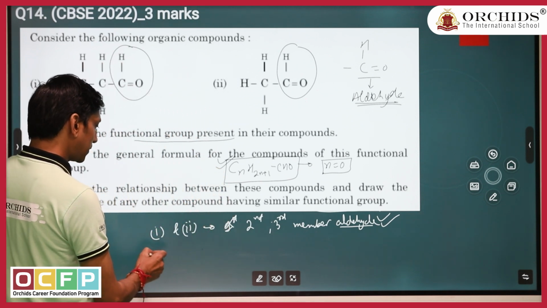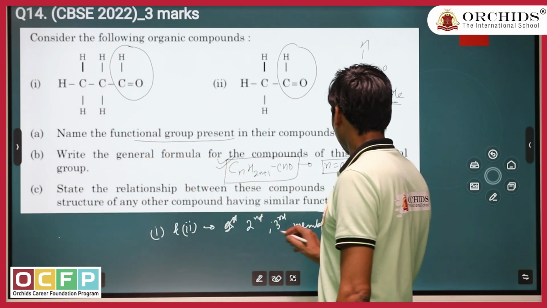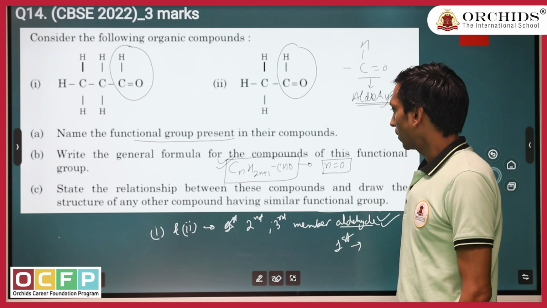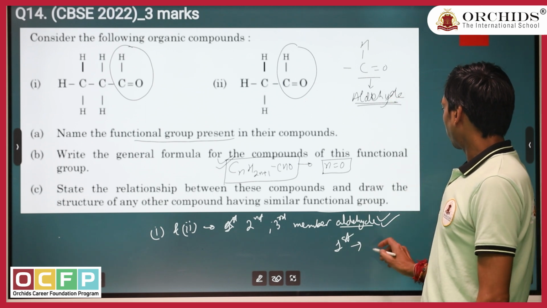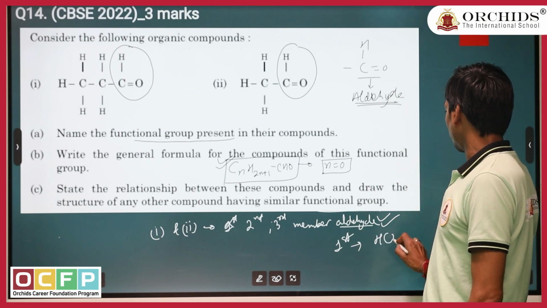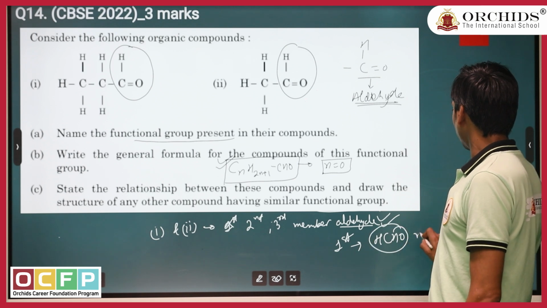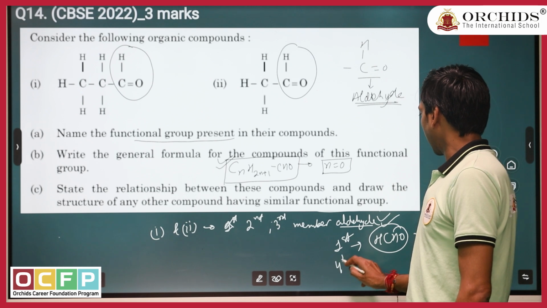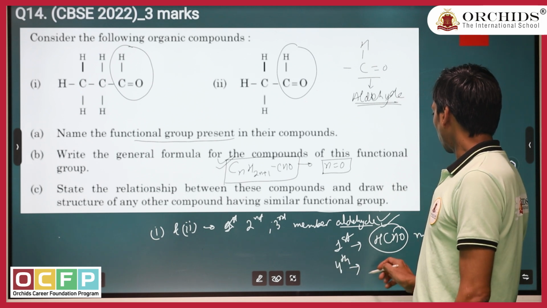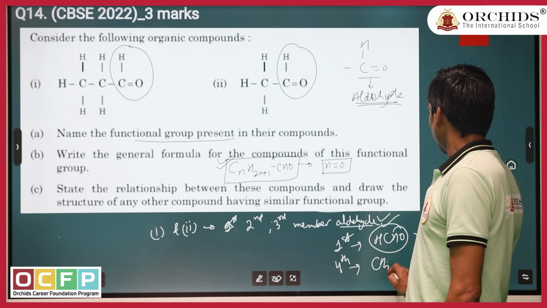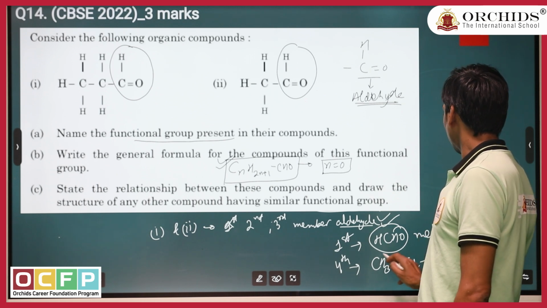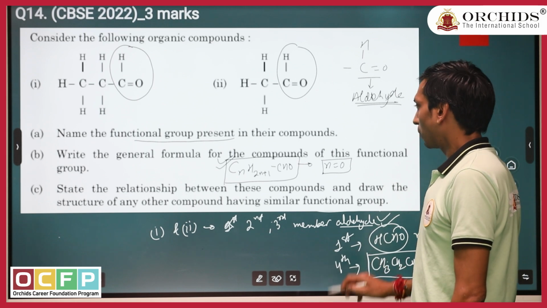The first member of the series, since the second and third are already there. You can write any of the members. The first member of the series with the similar functional group is HCHO. HCHO is methanol, that is our first member. Or you can write another member, the fourth member, which will be CH3, CH2, CH2, CHO. That is butanol. So you can write any of the compounds.